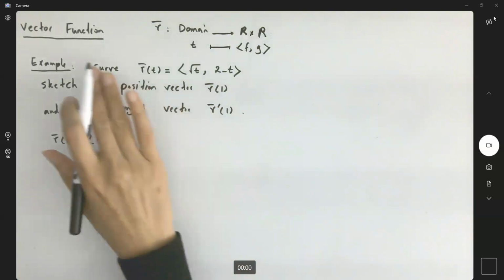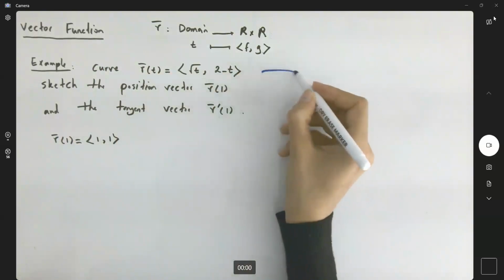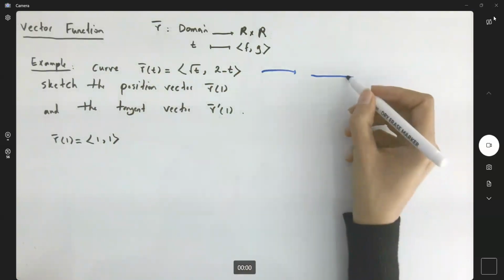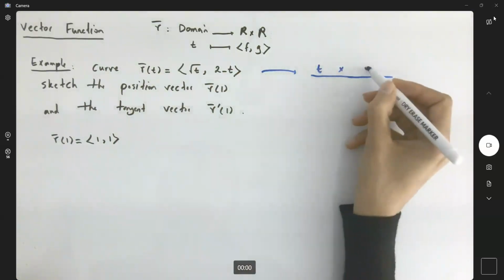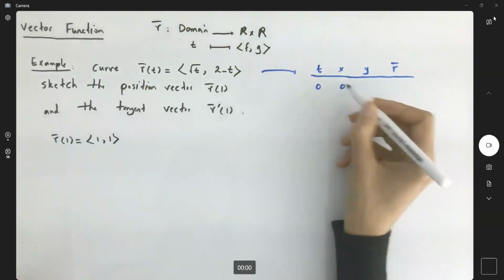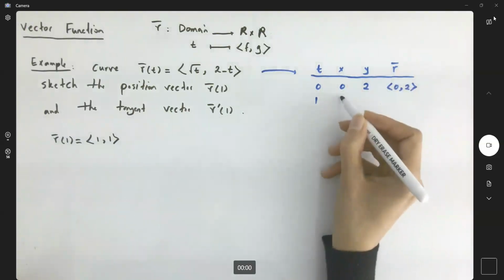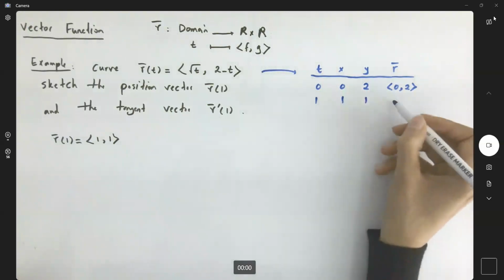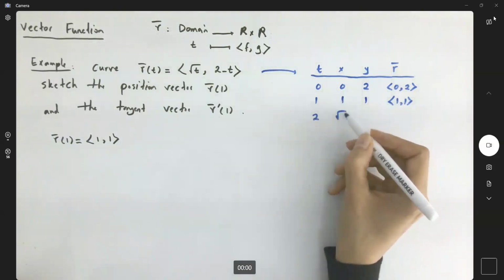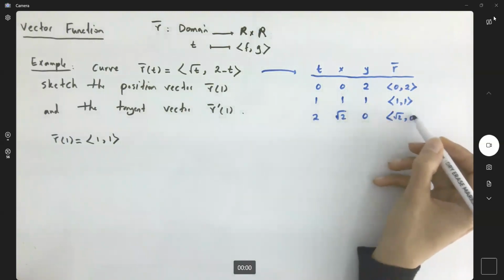Now remember that to graph this guy, we have different options. You can just plug in some t values and find x and y position and just graph it: t, x, y, and then r. If t is equal to 0, then x is 0, y is 2. So the vector position is 0 and 2. If t is equal to 1, x is 1 and y is 1. So the vector is going to be 1 and 1. If t is equal to 2, your x is square root of 2 and your y is 2 minus 2, which is 0. So you get square root of 2 and 0.